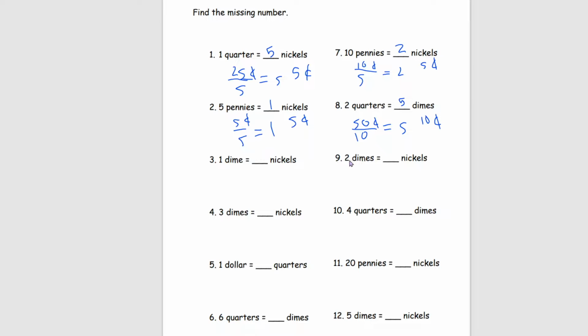For number 9, we see we have 2 dimes equal to blank nickels, and we know 2 dimes are equal to 20 cents. And there are blank nickels, and each nickel is 5. So we just divide by 5, and we get 4 nickels. 2 dimes are equal to 4 nickels.